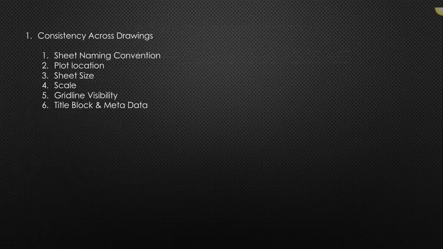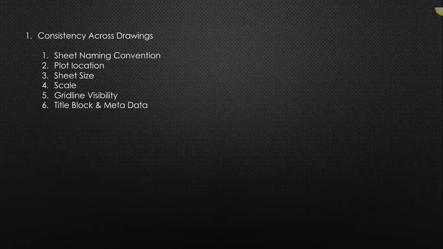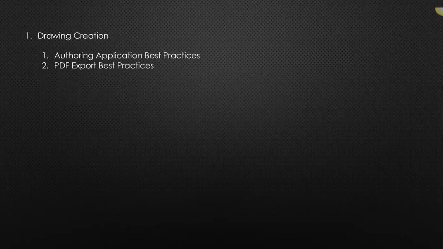So diving into consistency across drawings, we really start to focus on the sheet naming convention, the plot location, sheet size, scale, grid visibility, title block, and metadata. What does it take to have that consistency across the drawings? From there, drawing creation on the next slide is really the authoring application for best practices, and then PDF export for best practices so we can have that best use case down the road in the field or in the office to utilize whatever software we are using, so we can get, again, the best practice for that PDF and that document.